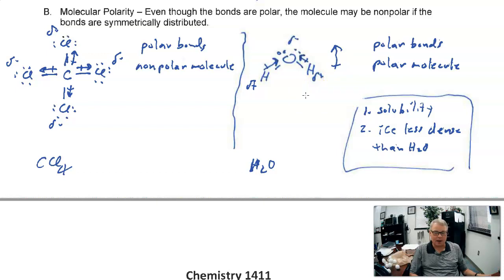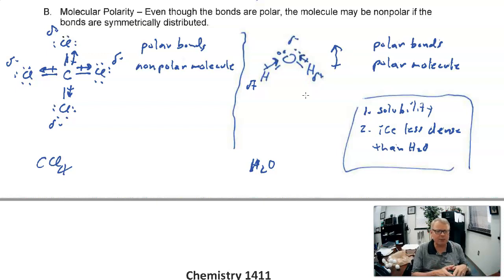Okay, let's wrap it up here. So what? Water's polar, carbon tetrachloride is nonpolar. Who cares, right? Doesn't really matter. Yeah, it does. It makes a big difference. Here are 2 places where it makes a difference. And there's more than 2, but I've only got a few minutes left. One thing that makes a difference is solubility.